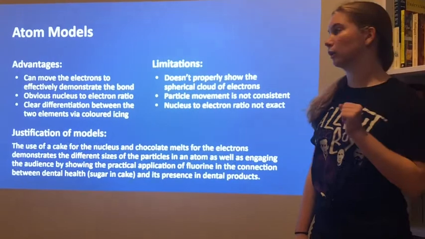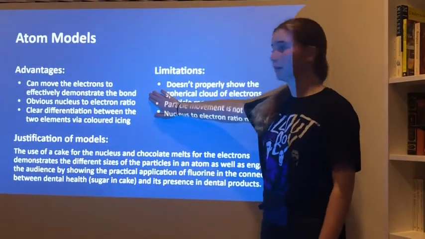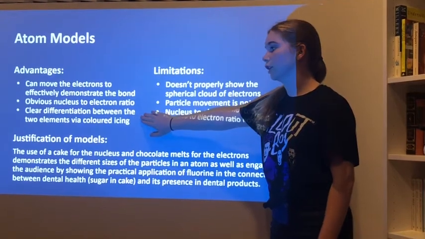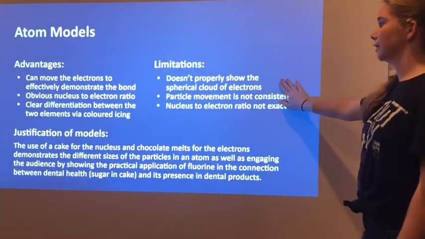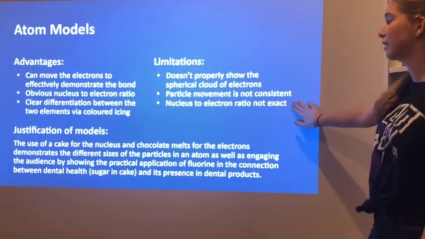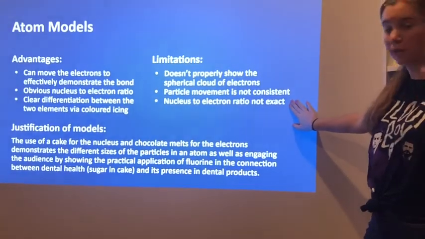The advantages of my model include: you can move the electrons to effectively demonstrate the bonds, there's an obvious nucleus to electron ratio, and there's a clear differentiation between the 2 elements. The limitations: it doesn't properly show the spherical cloud of electrons, the particle movement is not consistent, and the nucleus to electron ratio is not exact.